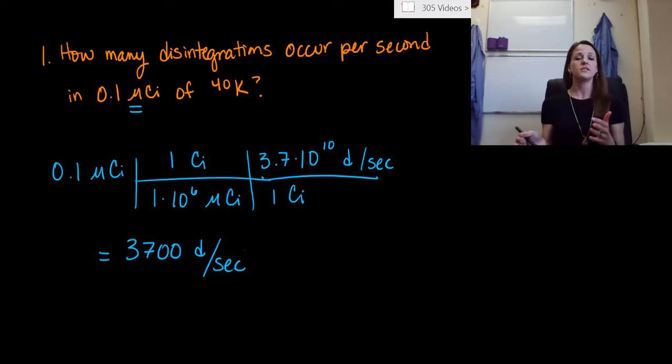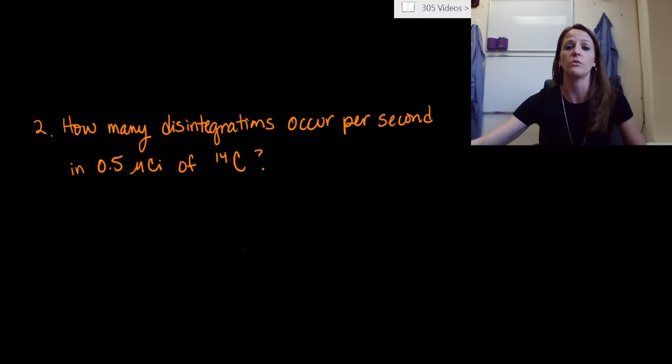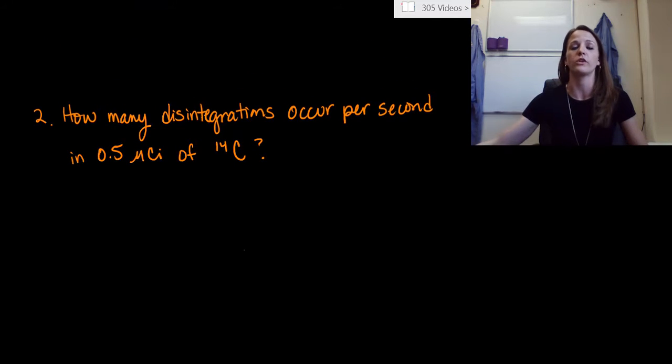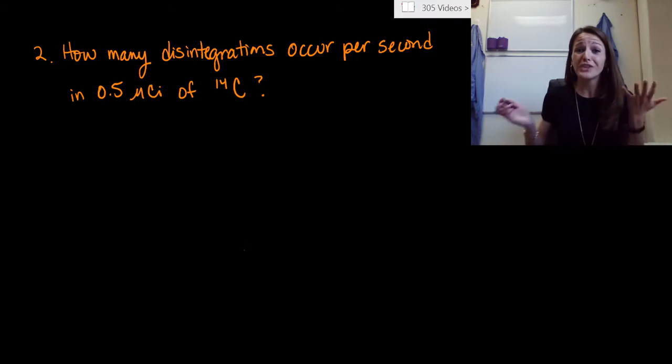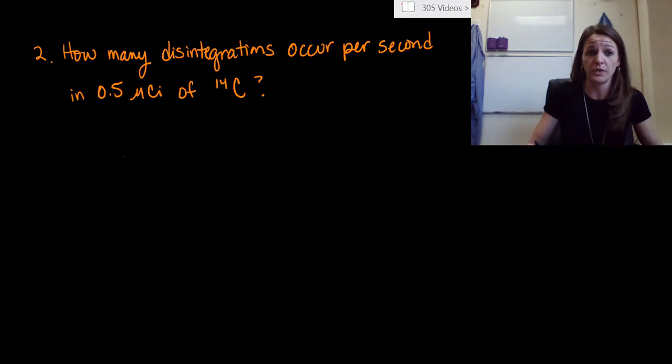All right? If you got stuck there, don't worry. We're going to do another problem that's very similar, but instead of working with potassium 40, we're going to work with carbon 14. So this time, how many disintegrations occur per second for 0.5 microcuries of carbon 14? Go. All right, were you able to do this? Hopefully yes, because we just did something very, very similar in the last problem. Let's work through it together.